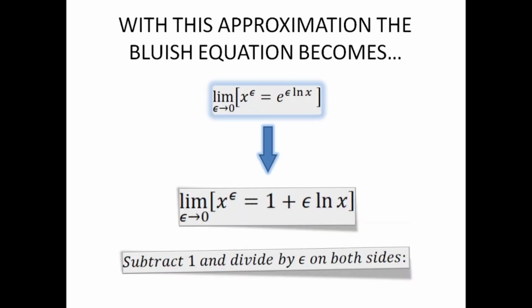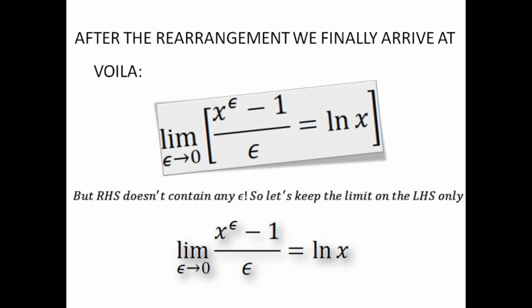With this approximation, the bluish equation becomes x power epsilon is equal to e power epsilon ln x, limit epsilon goes to 0. Now the right hand side becomes 1 plus epsilon ln x, and we are going to apply the principle that we can do the same operation on both sides. That means we subtract 1 and divide by epsilon on both sides, and that is admissible. After the rearrangement, we finally arrive at, voila, limit epsilon goes to 0, x power epsilon minus 1 divided by epsilon is equal to ln x.